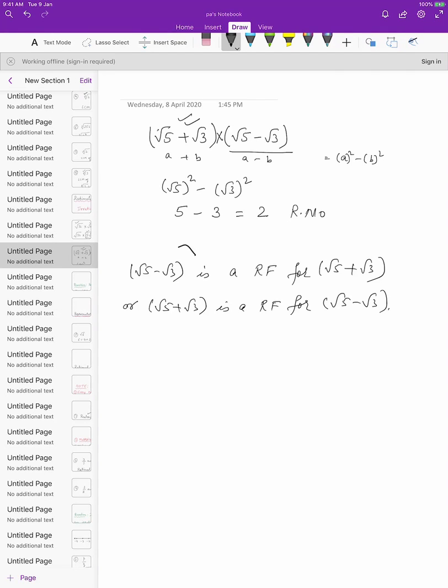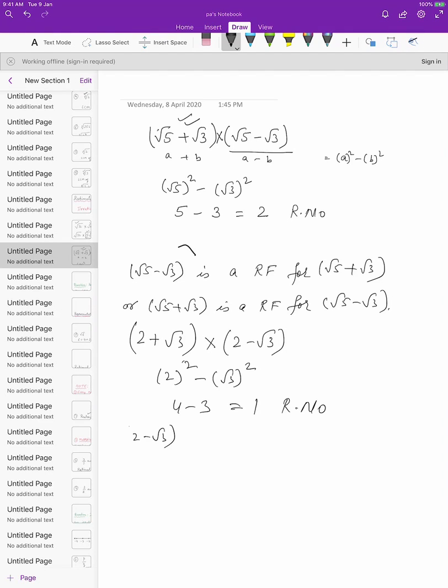Similarly, if I take another example, say 2 plus root 3, what is the rationalizing factor for this? I can take it as 2 minus root 3, which gives me 2 square minus root 3 square, 4 minus 3, which is equal to 1, which is a rational number. Hence, I say that 2 minus root 3 is a rationalizing factor for 2 plus root 3, or 2 plus root 3 is a rationalizing factor for 2 minus root 3. Again, this is the simplest rationalizing factor.